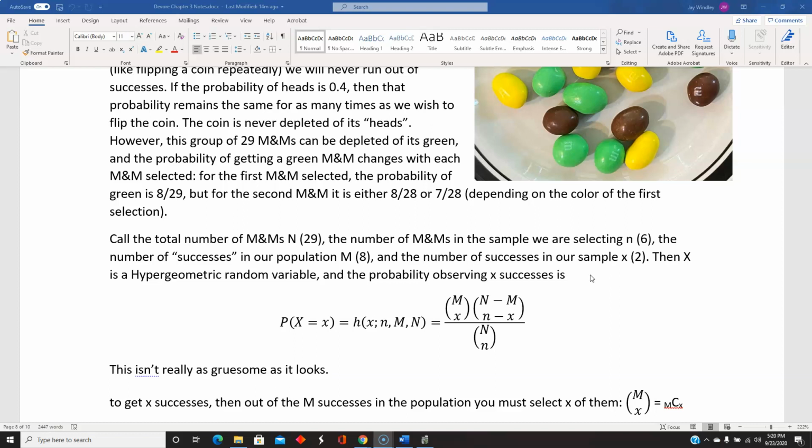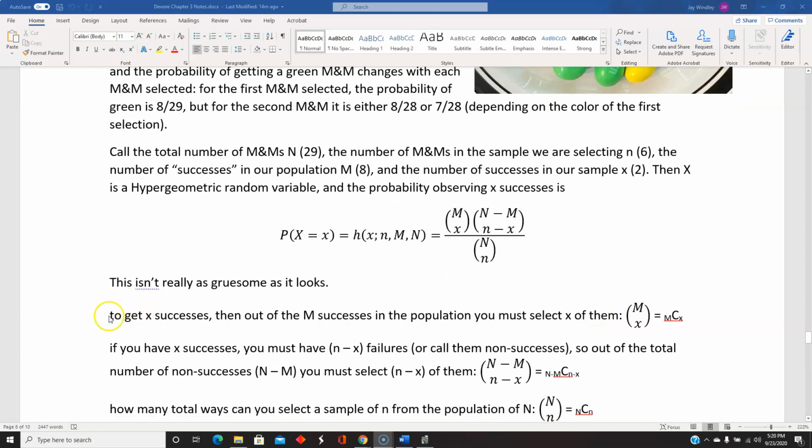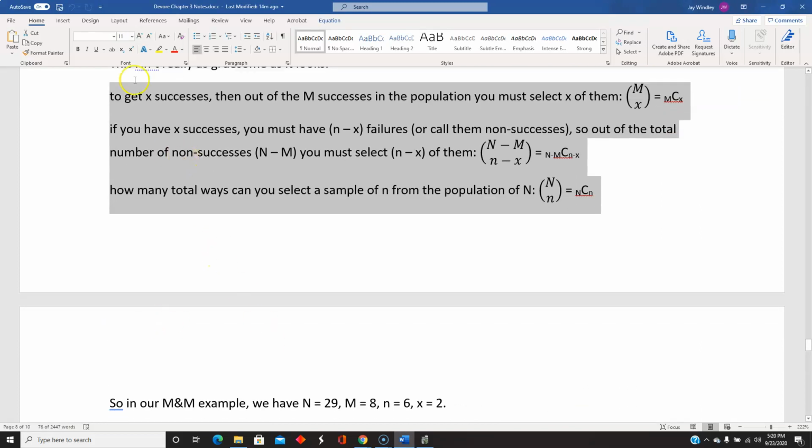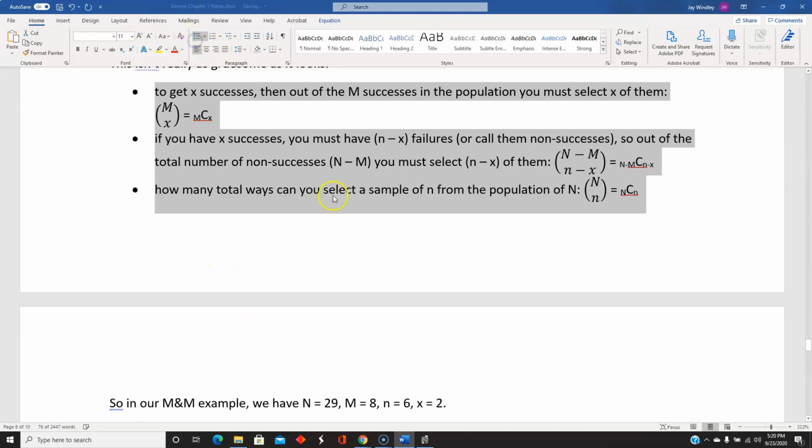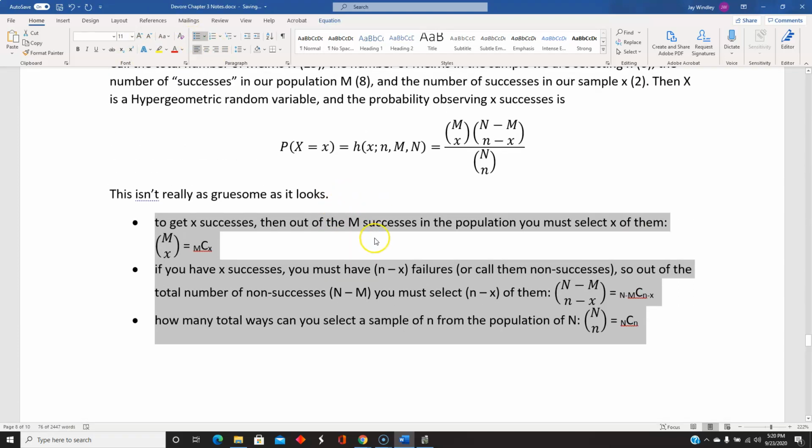So this variable X is called a hypergeometric random variable, and the probability of observing X successes is given by this formula, which involves 3 different combinations calculations. But it's really not as ugly as it looks. There are 3 parts to this formula.